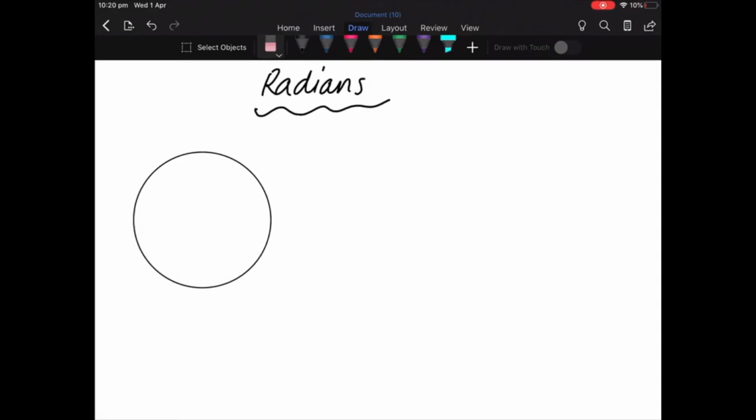Hello, so today we're looking at radians. Radians are another way of measuring the size of an angle. Up until now we've worked with degrees, and we know that there's 360 degrees in a circle. What we're going to look at today is how many radians there are in one complete circle.